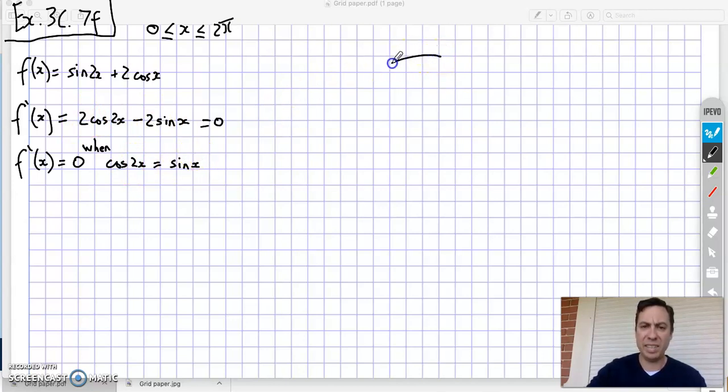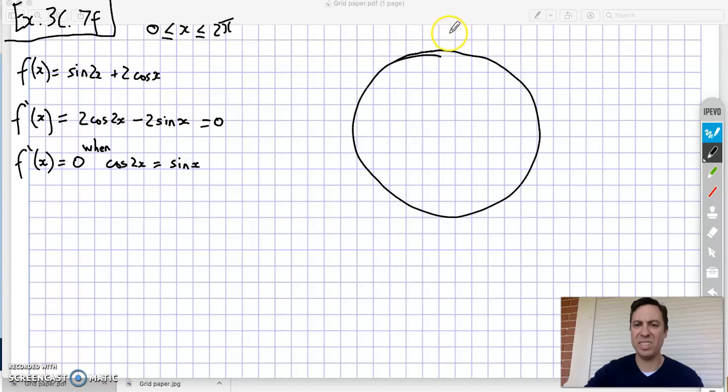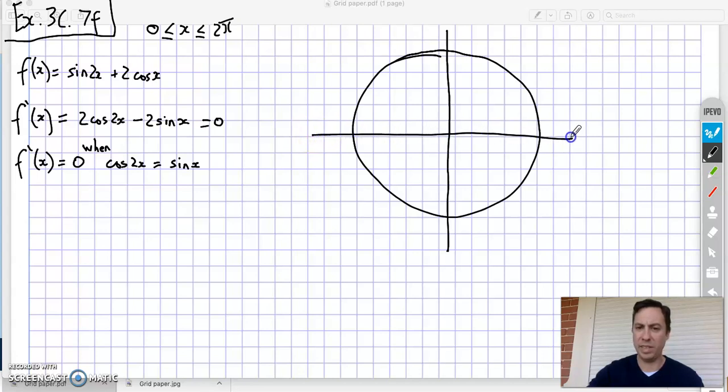Okay, at this point in these questions, we want to have a unit circle. Right, so I'm drawing a unit circle, as you can tell.